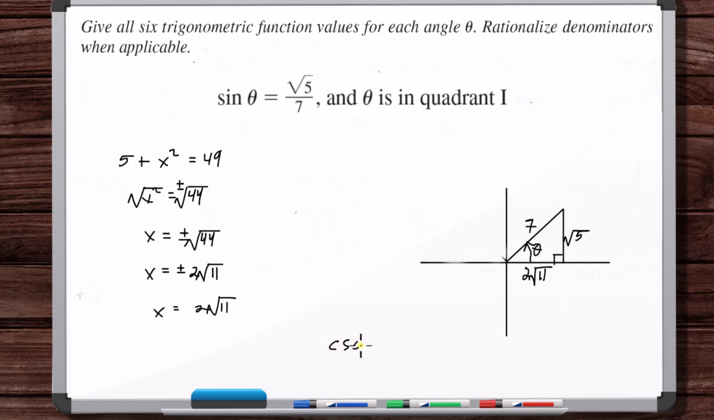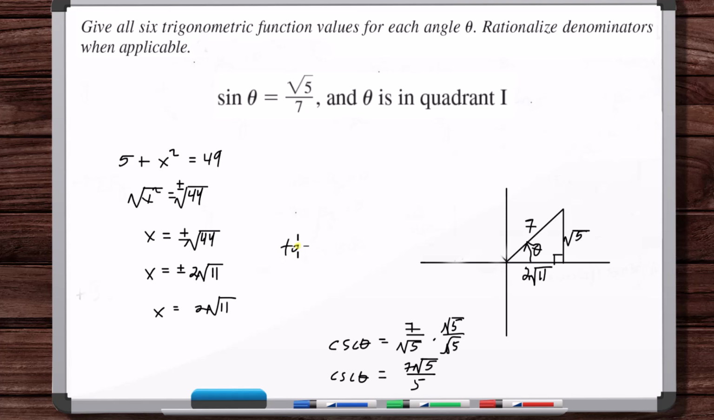Cosecant is hypotenuse over opposite. So 7 over root 5, but we want to rationalize that. Obviously, you'd always just go to the reciprocal. That's very easy, but we're trying to absorb these concepts, so I'm just showing you this from different angles. So 7 root 5 over 5 is cosecant.